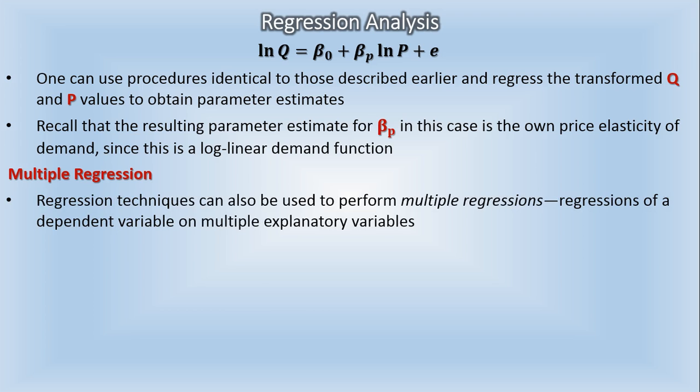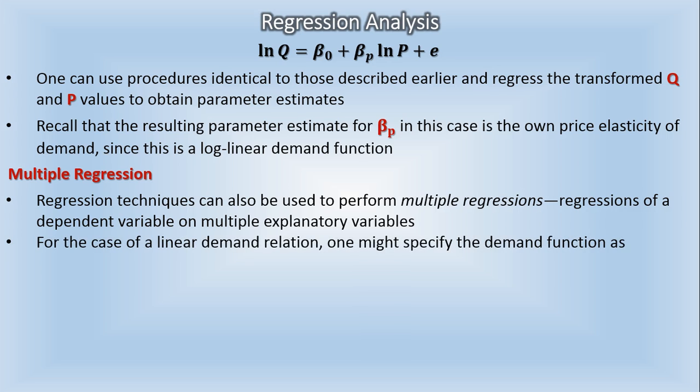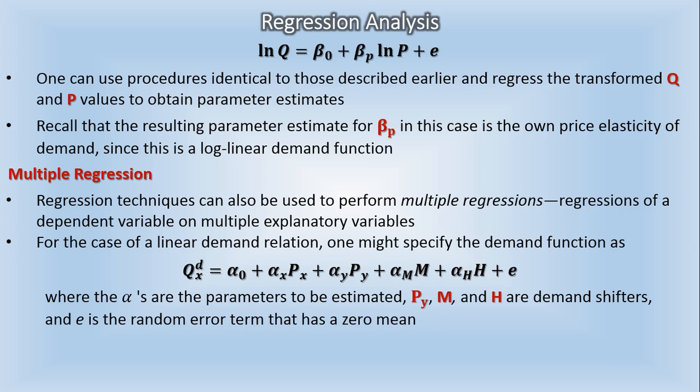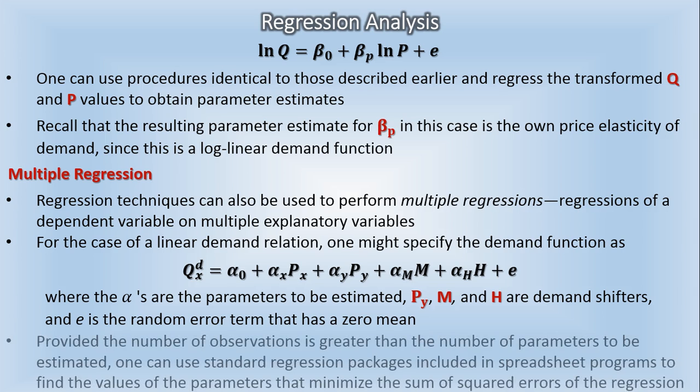So regression techniques can also be used to perform multiple regressions of a dependent variable on multiple explanatory variables. For the case of a linear demand relation, one might specify the demand function as this relationship that we looked at earlier, where we threw in the price of related goods, the income, and advertising. Where the alphas are the parameters to be estimated, so we would estimate the constant, we would estimate all these alphas as well. And E is a random error that has a zero mean.